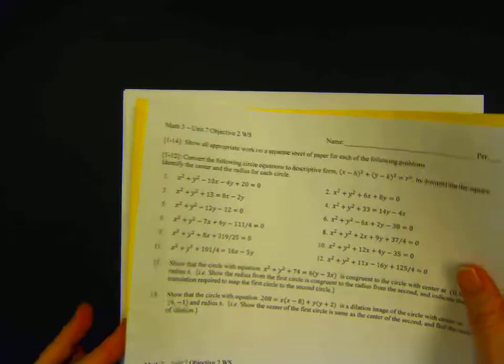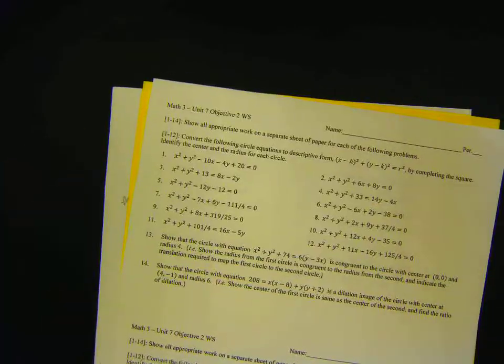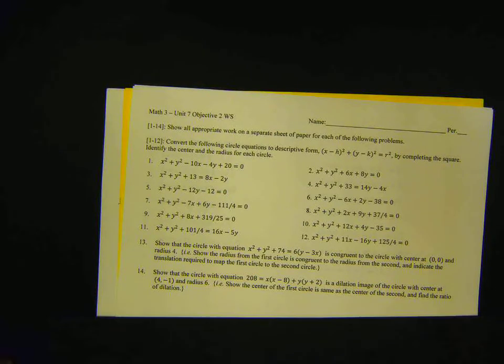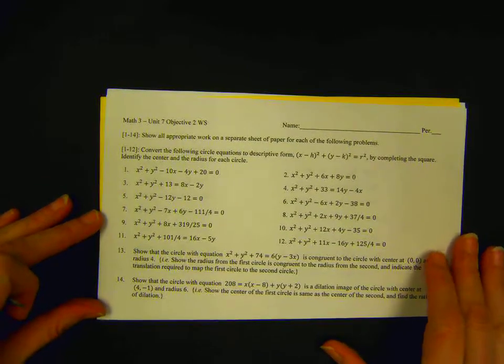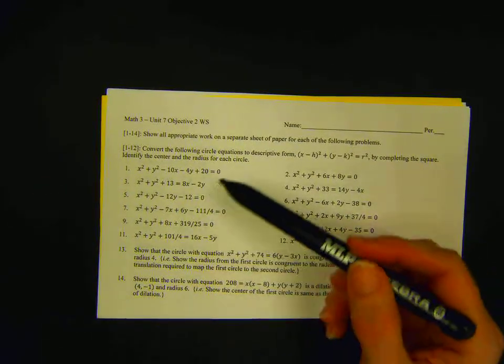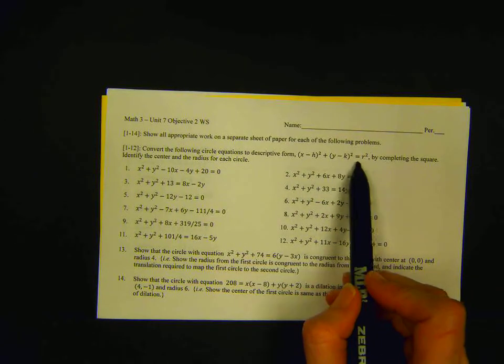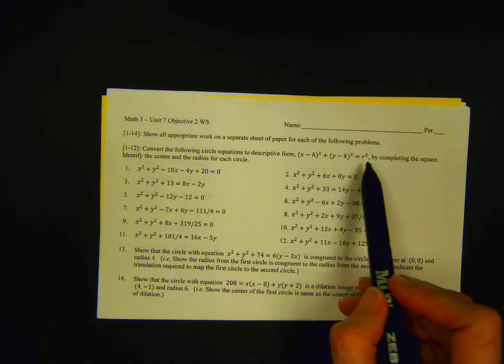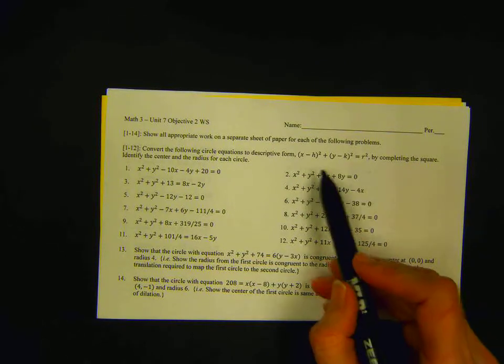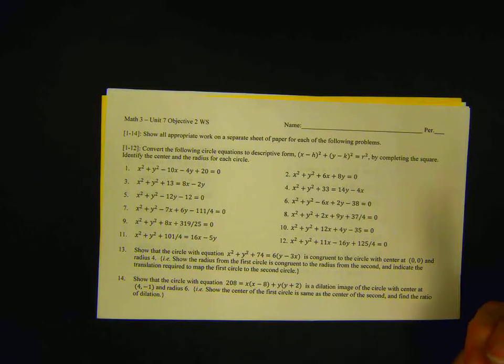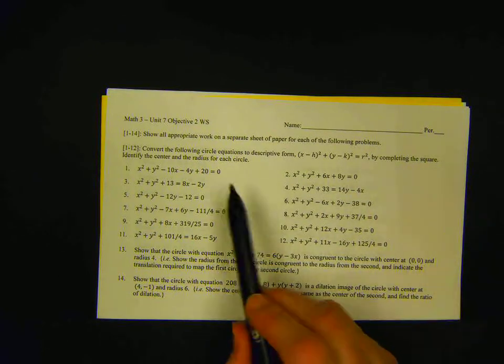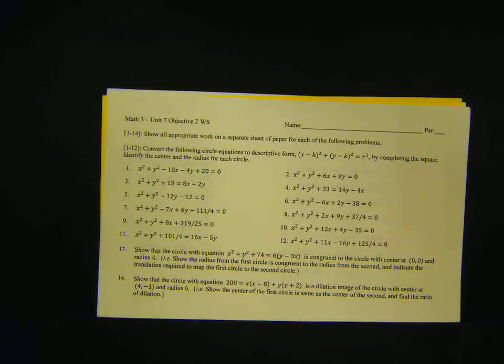Here it is. It's a half worksheet, and the kids are just going to be given equations in general form, and they're going to need to complete the square and get it into descriptive form. And then they'll be able to see what the center and radius are and graph it. Actually, they're not asked to graph it, they just need to say the center and the radius. And so that's what's going on here.